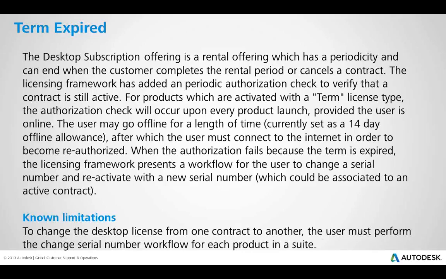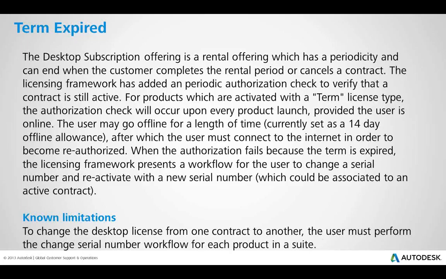When the authorization fails because the term is expired, the licensing framework presents a workflow for the user to change a serial number and reactivate with a serial number which could be associated to an active contract. There are some known limitations to this. To change the desktop license for one contract to another, the user must perform the change serial number workflow for each product in the suite. What this is referring to is, if you install a suite and for whatever reason the term expired and you are issued a new serial number, you will have to go into each product of that suite that you have installed and change the serial number to the correct one.